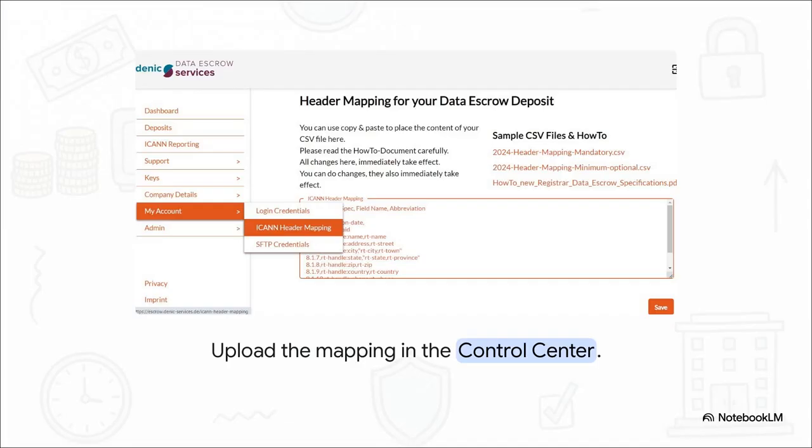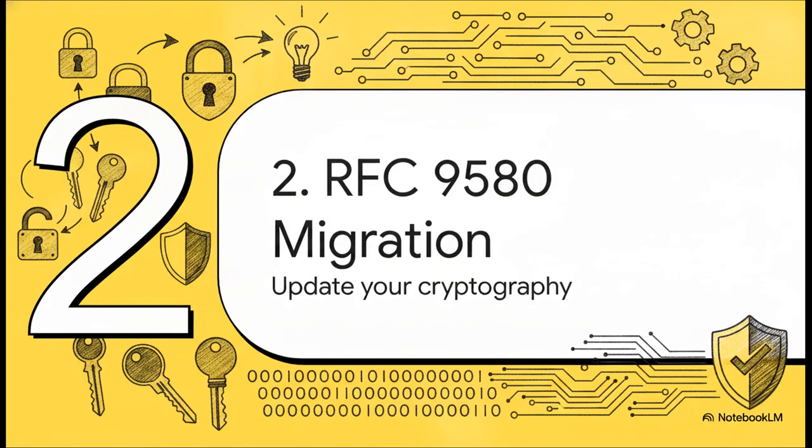Once you've got your mapping totally dialed in based on your data, it's time to upload it. This part is super easy. Just log into the DENIC Services Control Center, head over to My Account, and click on ICANN Header Mapping. You can literally just copy the content of your CSV file, paste it right into the text box, and hit Save. Done and dusted. All right, moving right along to Section 2, migrating to RFC 9580.